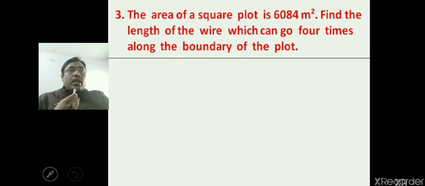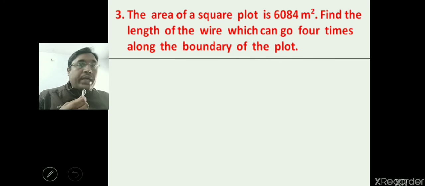Then see this question now, read this question nicely first: the area of a square is 6084 meters square. Then find the length of the wire which can go 4 times along the boundary of the plot. So you will find the perimeter, and that you multiply with 4, because you have to go 4 times around the boundary. Okay, so that will make the required length. Find the length of the wire.